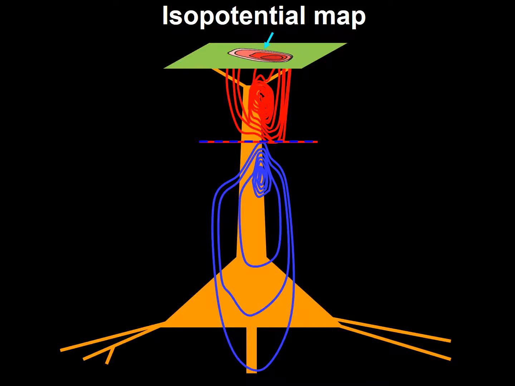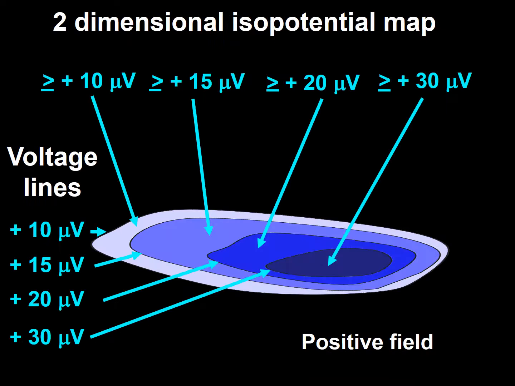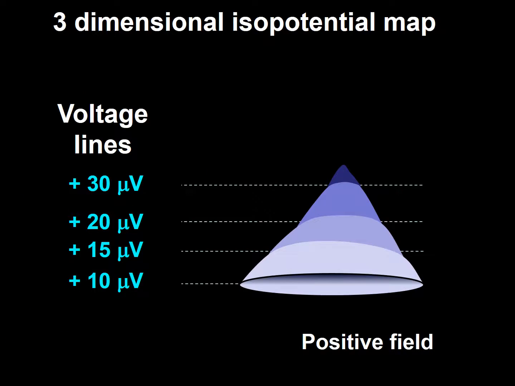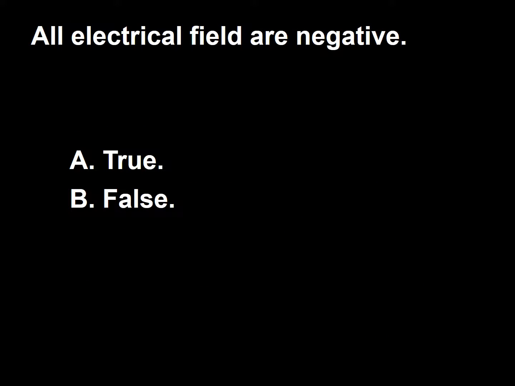Isopotential map can be drawn to represent negative fields. Isopotential maps can also be drawn to represent positive electrical fields. They can also be represented in 2 dimensions, following the same criteria as we did when we were talking about negative fields, or they can be represented in 3 dimensions, following the same principles. So the answer to this question is false.